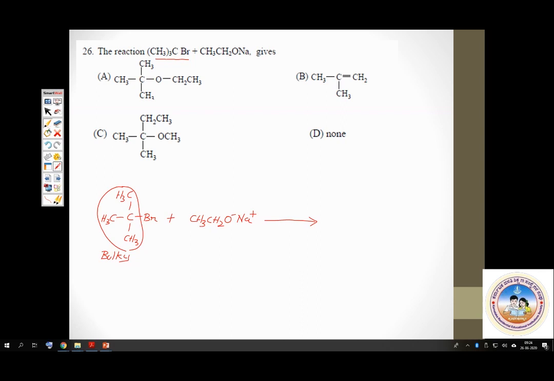Let's see which alkene is formed. This tertiary butyl bromide undergoes dehydrohalogenation. See, CH3, CH3, I write this as CH2, which is CH3, and Br. In presence of alkoxide, ethoxide, which acts as a strong base, you have dehydrohalogenation taking place.